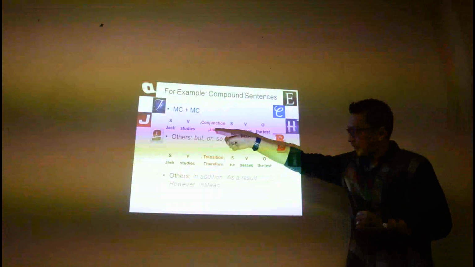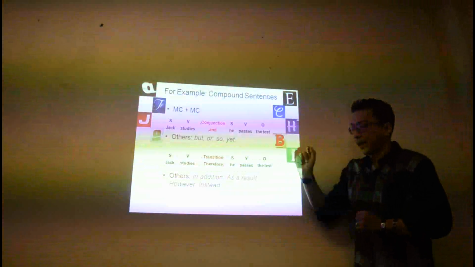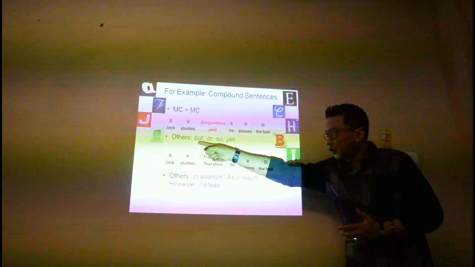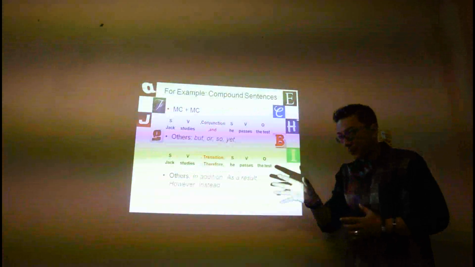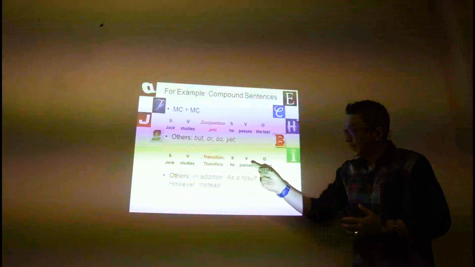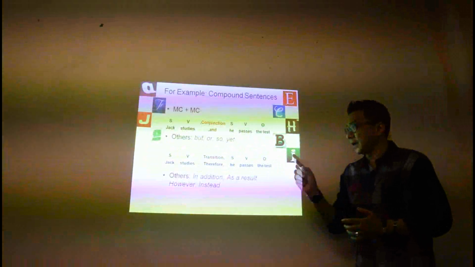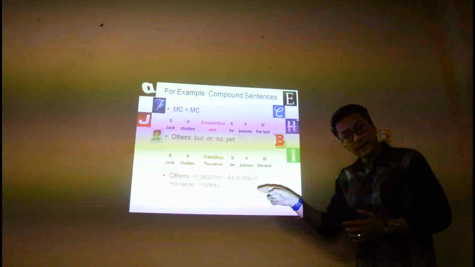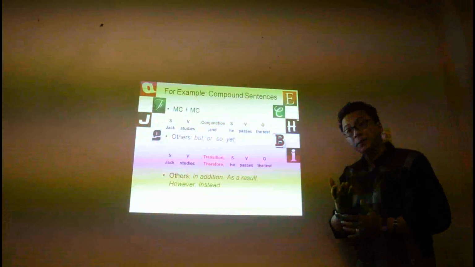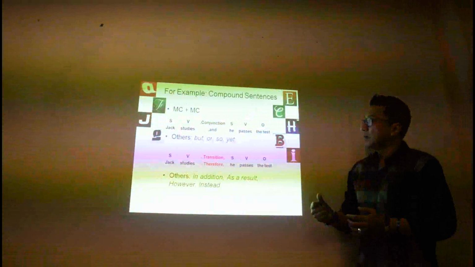First, conjunction: Jack studies, comma, and he passes a test. And you can also use other conjunctions depending on the meaning and purpose of your sentence. And the second one, transition: Jack studies, full stop, therefore, comma, he passes a test. And you can also use the other examples depending on the meaning and purpose of your sentences.